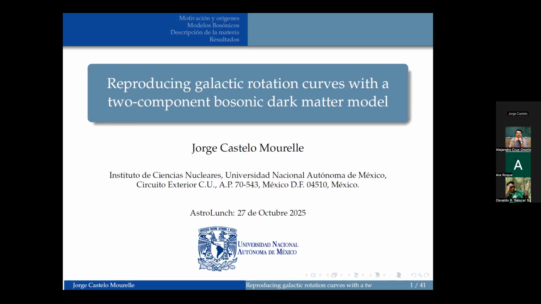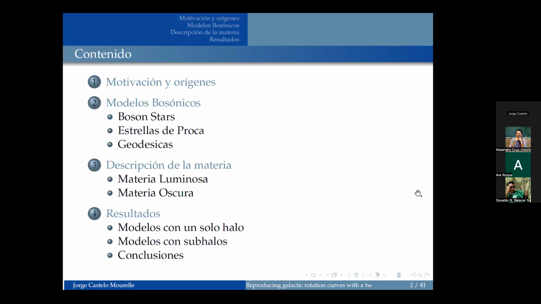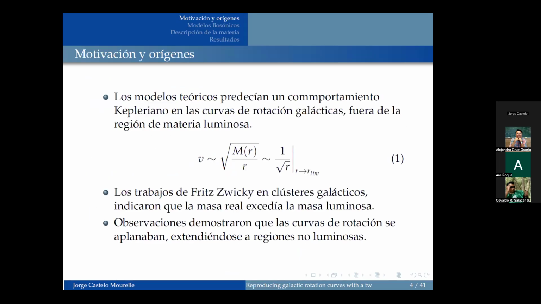So the title mentions the two-component bosonic dark matter model, but as this paper was a follow-up of another paper using only one dark matter component, I am going to explain the basics of how to use one component to fit the dark matter halos, and then make the points and the changes when using the two-component models. So first of all, let's see the motivation and origins of this problem.